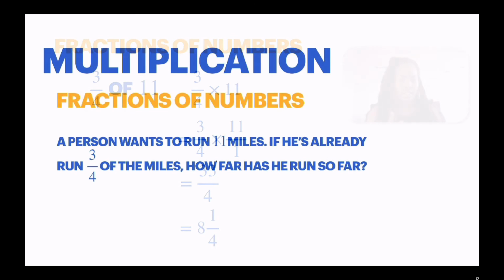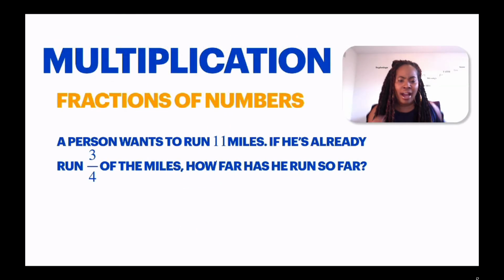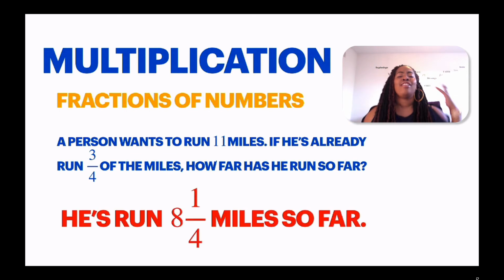I tell you. If he's already run 3/4 of the miles, how far has he run so far? So the question is, family, as he's running and running and running, what is 3/4 of 11 miles? And we always want to answer the question in English. He has run 8 1/4 miles so far. So that's just an emphasis that whenever we are given these real world problems, you want to give them a real world answer in English. He's run 8 1/4 miles so far.